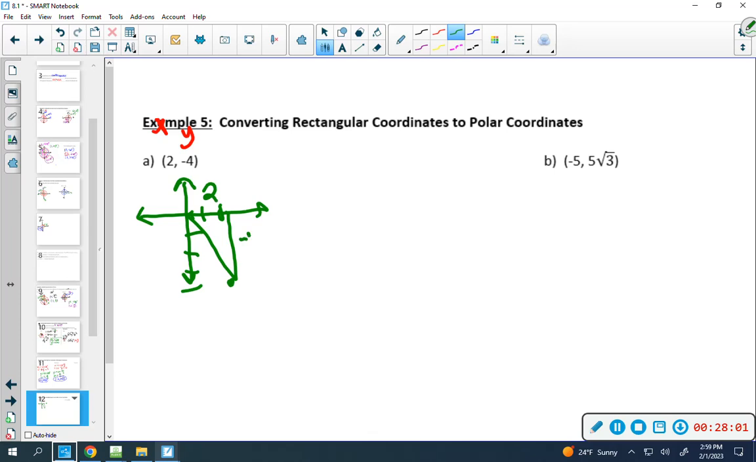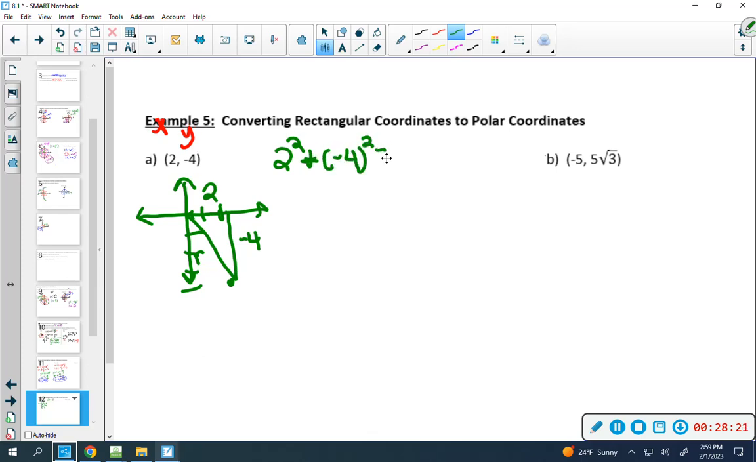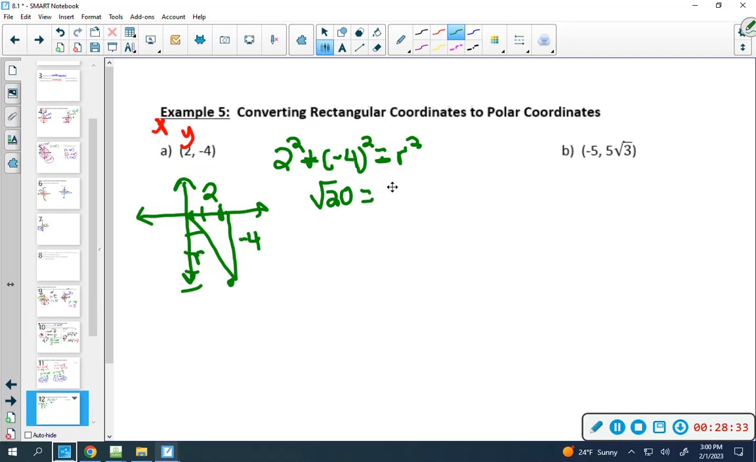So I'm not up here wondering how I'm going to get that radius or what the formula is. I'm just going to use the Pythagorean theorem: 2 squared plus (-4) squared equals the radius squared. So we've got 4 plus 16. What's 4 plus 16? 20. So we're going to end up with the square root of 20. And the good mathematicians we are know to always simplify everything.